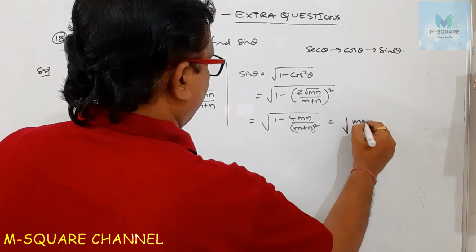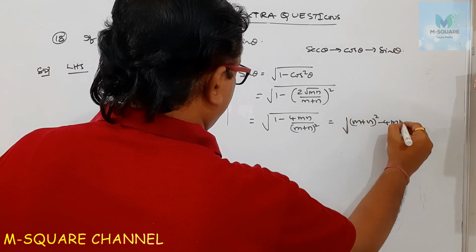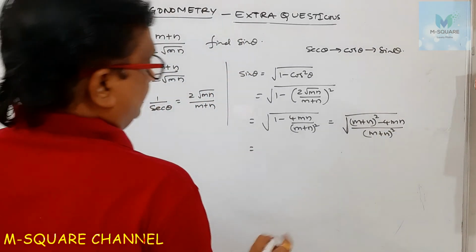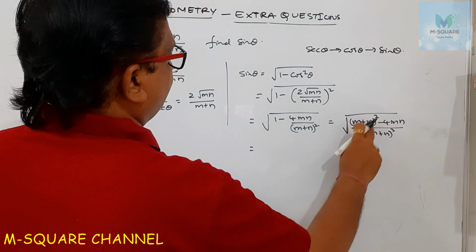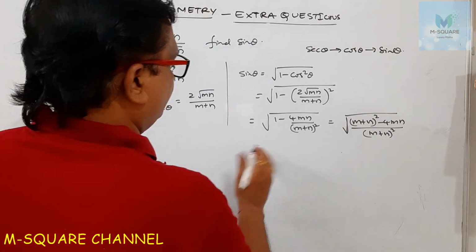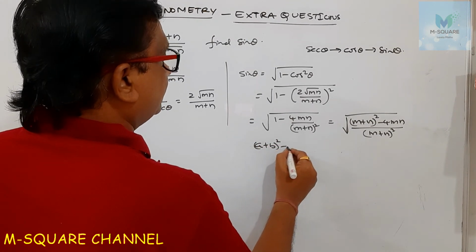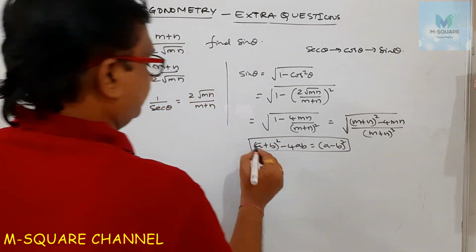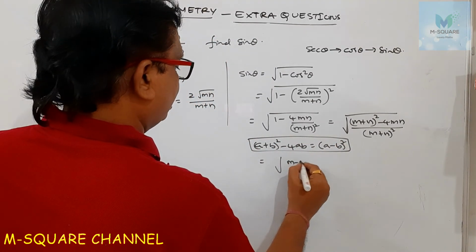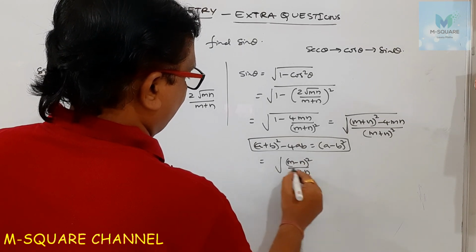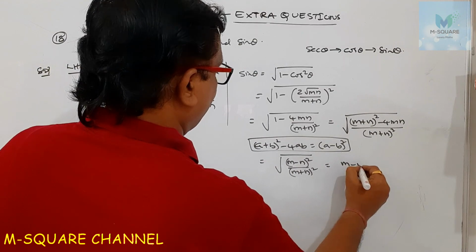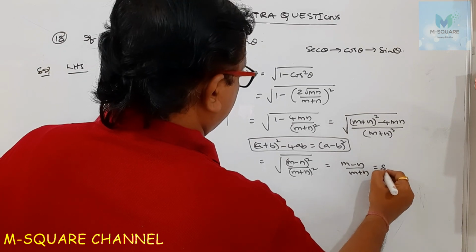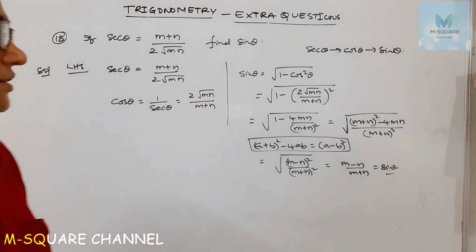Now m plus n whole square minus 4 mn by m plus n whole square. Remember one thing while you are doing this method: the formula is a plus b whole square minus 4ab equal to a minus b whole square. This is the formula we are using. So directly you can write m minus n whole square by m plus n whole square. So it is nothing but m minus n by m plus n. This is the sin theta value.